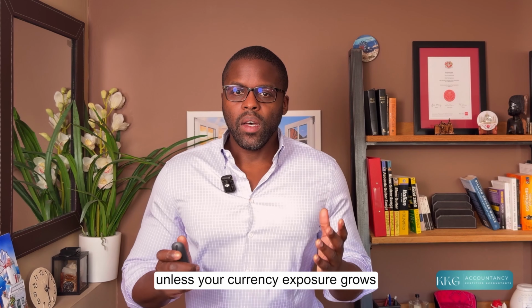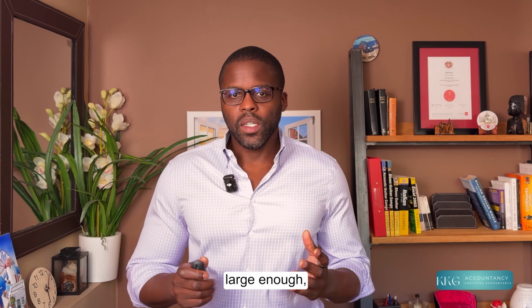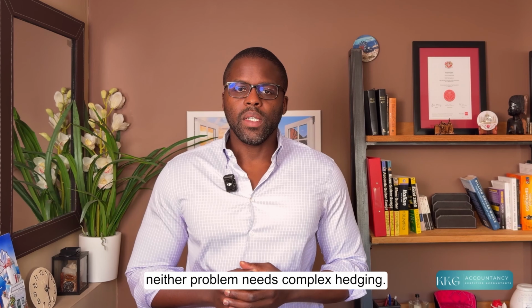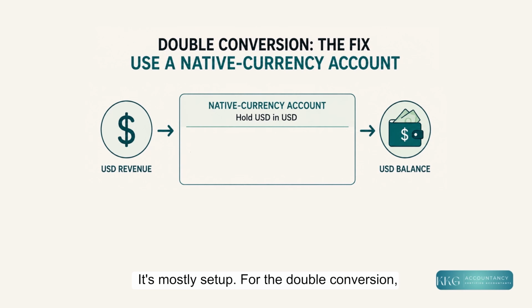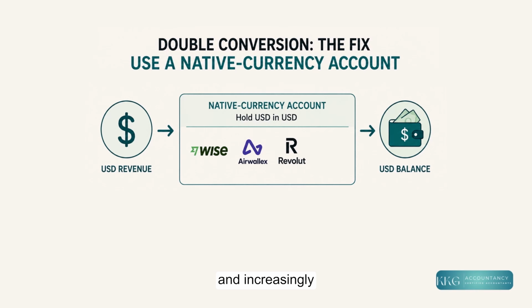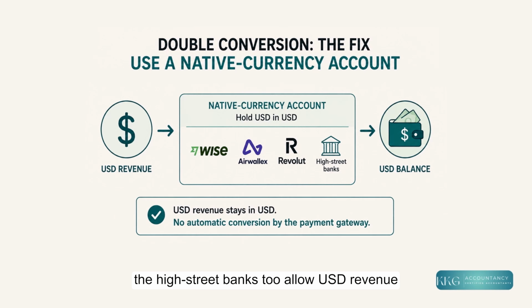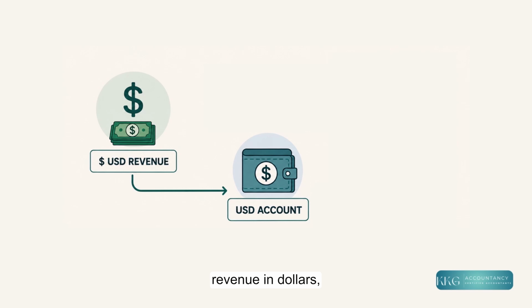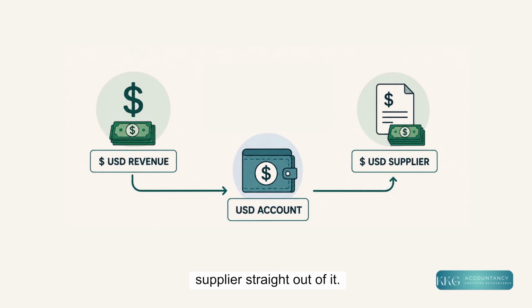The good news is that unless your currency exposure grows large enough, neither of the problems needs complex hedging. It's mostly set up. For the double conversion, the fix is a native currency account. Wise, Airwallex, Revolut, and increasingly the high street banks too, allow USD revenue to be held in USD rather than auto-converted by the payment gateway.